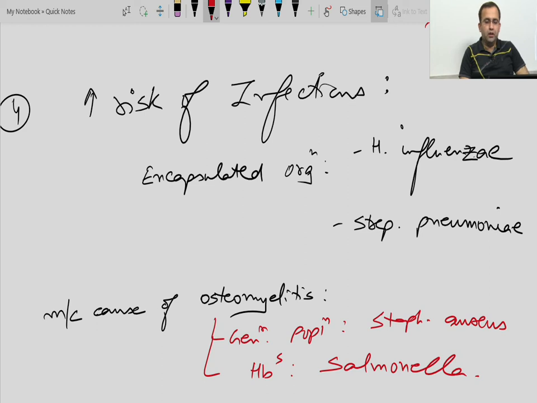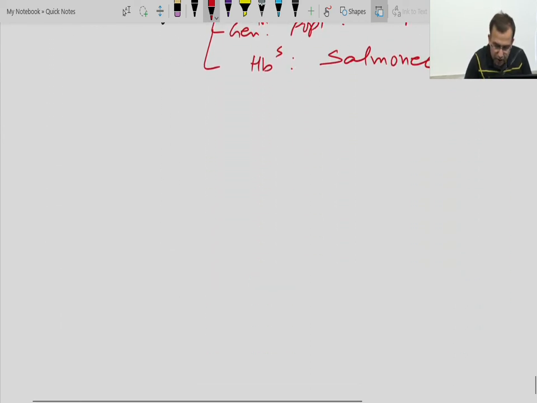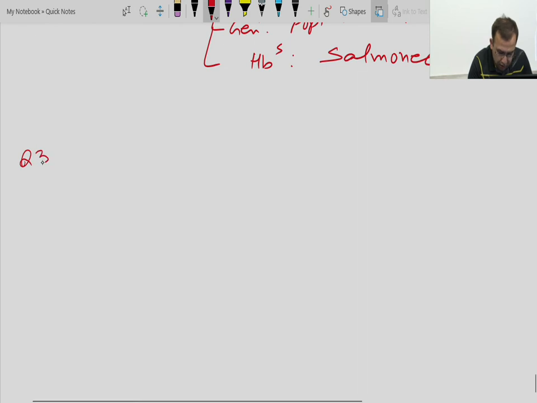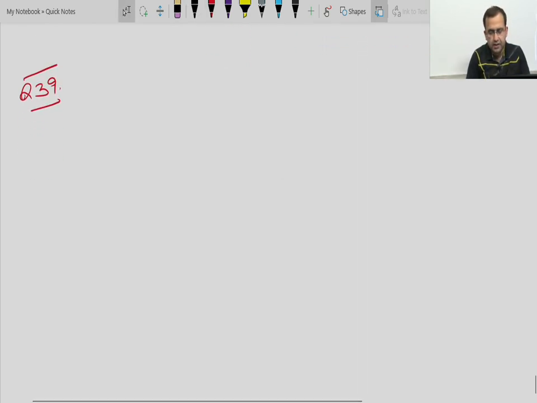Done. These are the splenic changes and the increased risk of infections. So this takes care of question 38. That is, the image that was shown was of parvovirus B19 infection showing giant pronormoblasts. Next, this gets us to the next question, that is question 39.